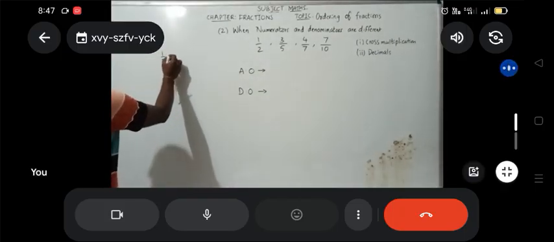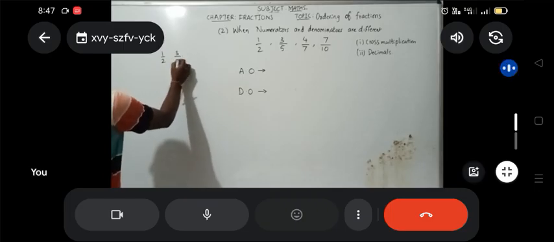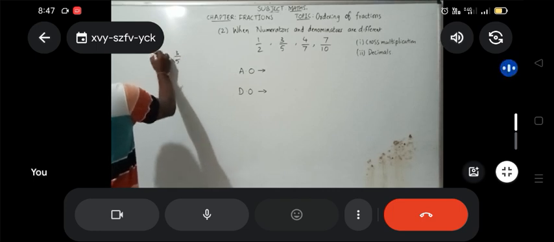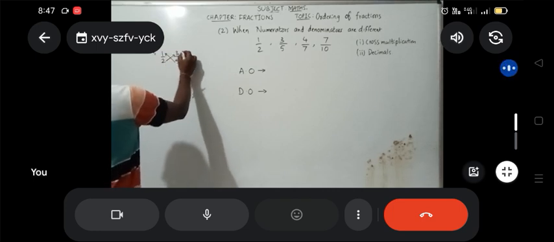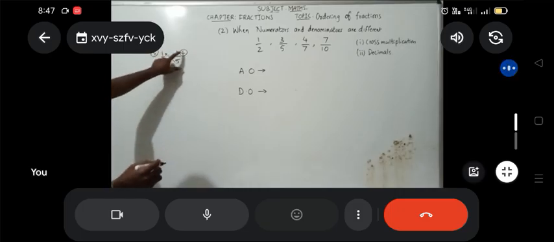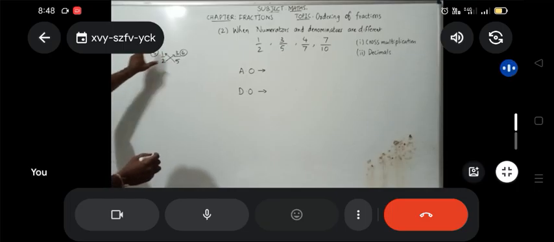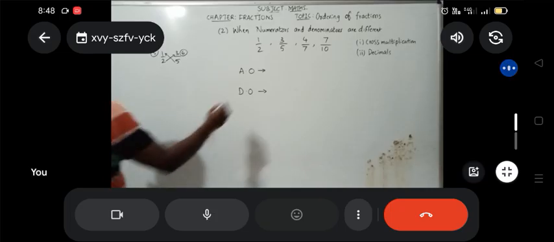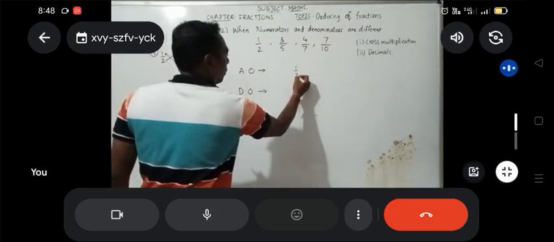1 by 2 and 3 by 5. So, when you compare, see, 5 ones are 5, 2 threes are 6. 1 by 2 is less, 3 by 5 is more. See, 1 by 2. Randomly write it, 1 by 2.